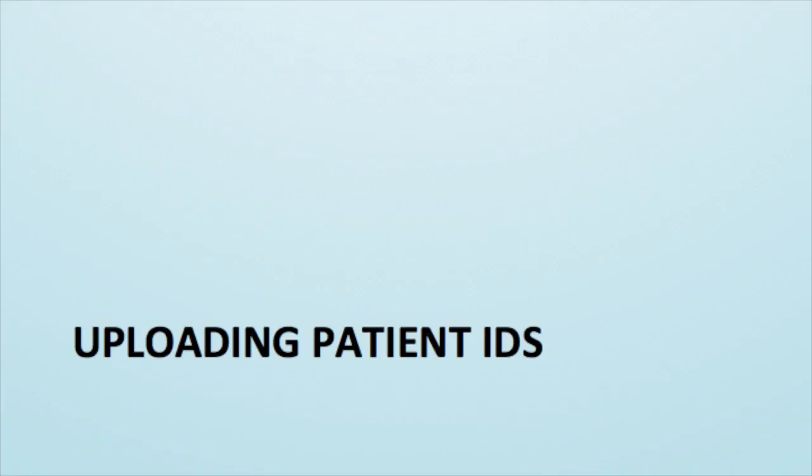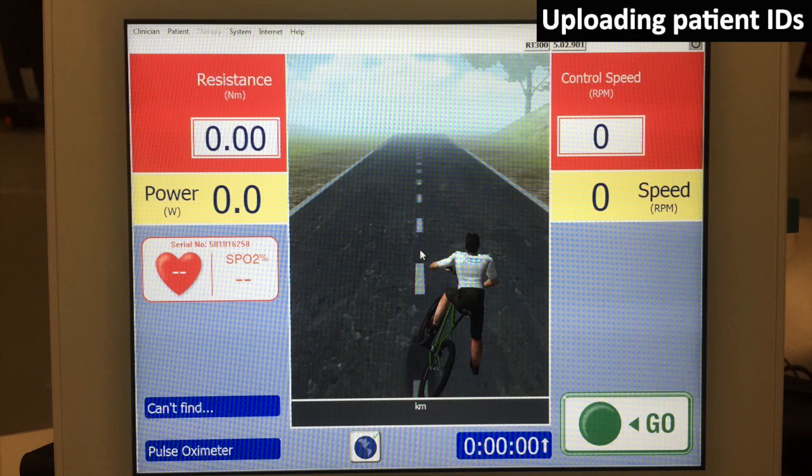If you run out of Cycle RCT study patient IDs, please contact the Method Center to receive more. We recommend uploading a batch of patient IDs at once. To upload patient IDs, ensure that the internet is connected within Sage and the globe is blue with a green check.